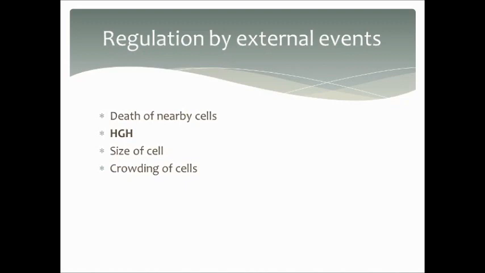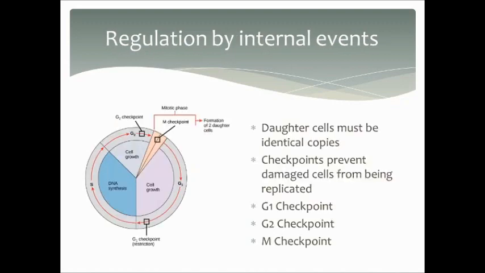The cell cycle can be regulated by external events, so the death of nearby cells may trigger the cell cycle. Not enough growth hormone, or human growth hormone, HGH, may lead to the cell cycle being inhibited. Too much growth hormone may lead to overactiveness of the cell cycle. As for the size of the cell, if the cell is too large, it will want to divide in order to be a little bit more efficient in its processes. And crowding of cells may also lead to an inhibition of the cell cycle.